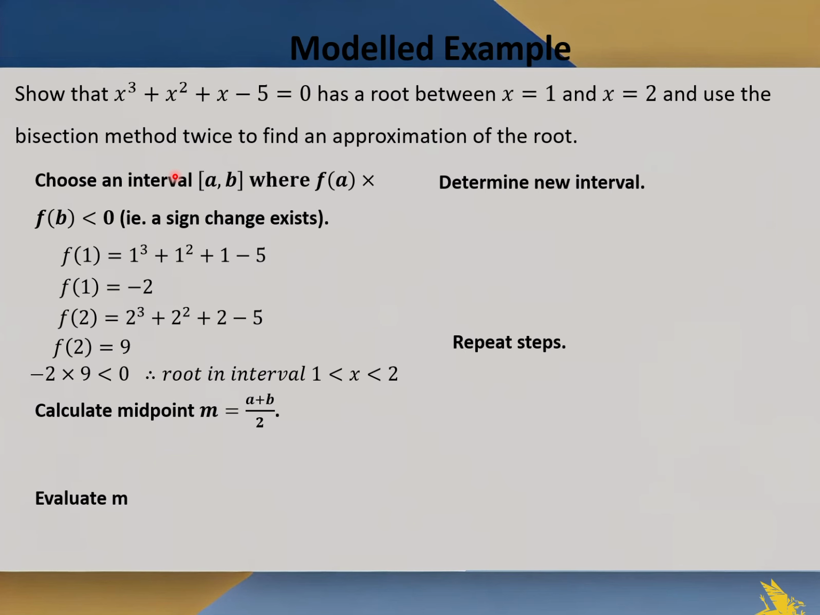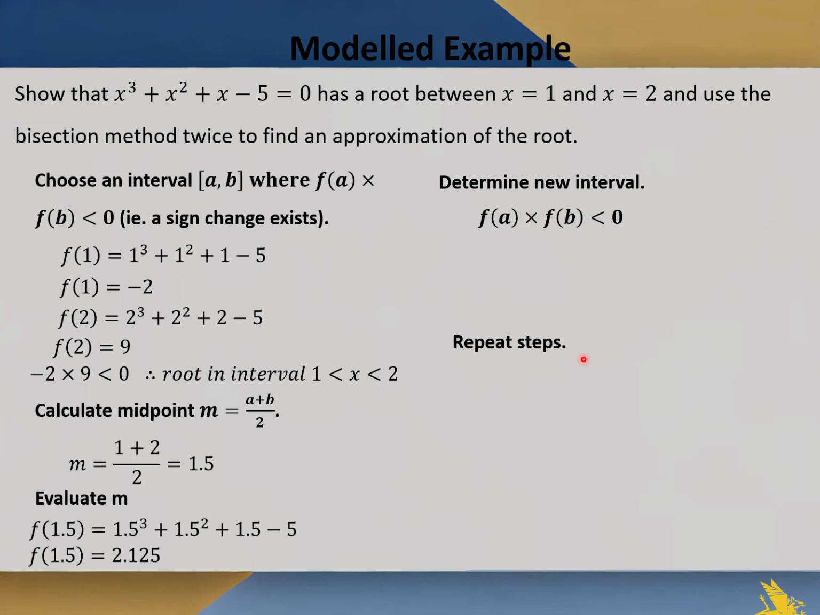So the next part is we are going to find the midpoint of those. We know the midpoint of 1 and 2 is 1.5, but the equation is we add them up, we divide it by 2, and we get 1.5. Now we are using 1.5 as our value that we substitute into our equation, and we solve for it. That gives me a positive.